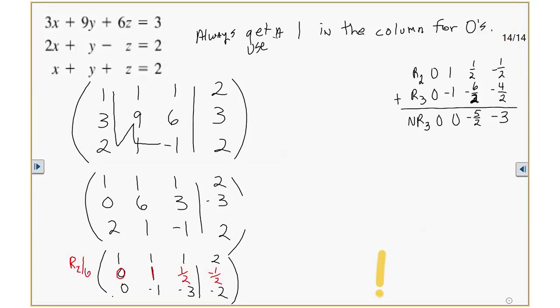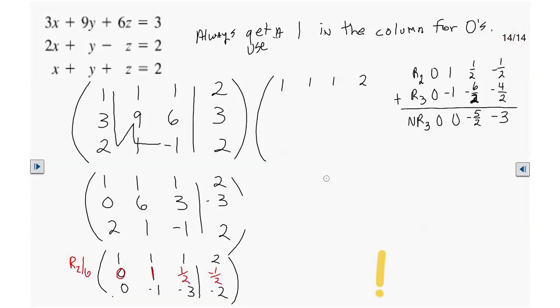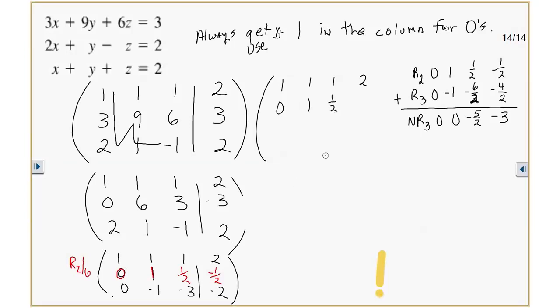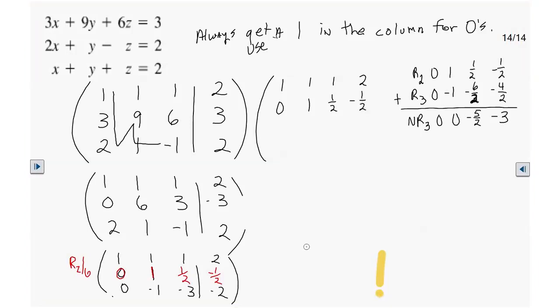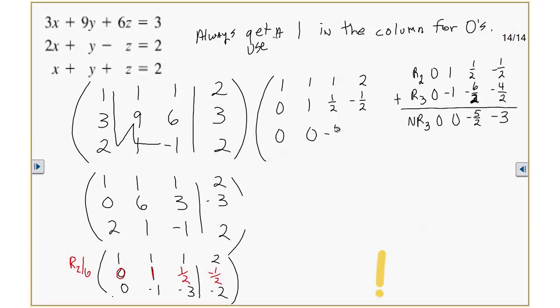So now I've got one, one, one, two. Zero, one, one half, and negative one half. Zero, zero, negative five halves, and negative three. Where's negative five halves? Where'd you get three? You got four halves and one half. Oh, thank you. I thought it was six halves. Negative five halves.